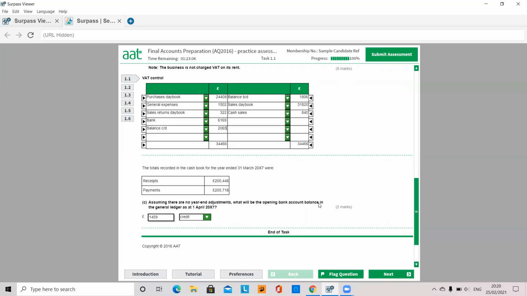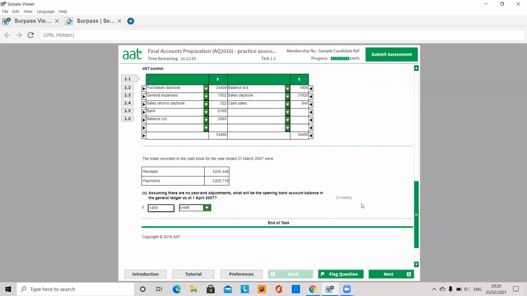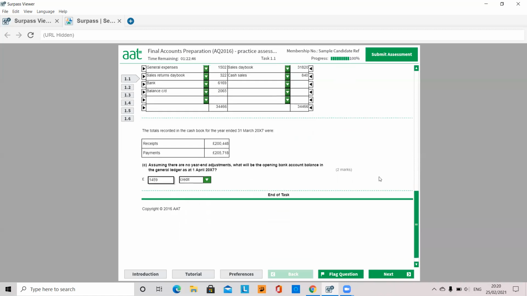So again, just read the question. I'm tempted to say RTFQ because that's what we say, read the flipping question, but again, just be careful when you're reading that it's the 1st of April. You might try and catch you out and just say, what would it be on the 31st of March? So again, just bear that in mind. Okay.